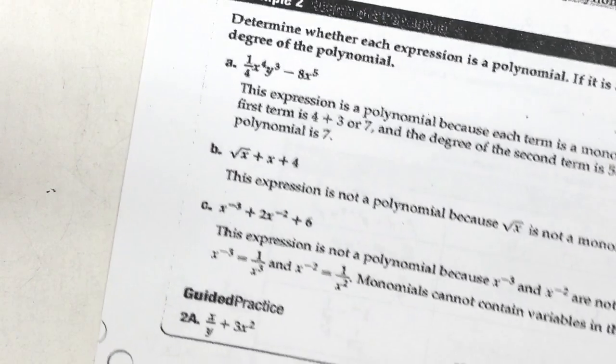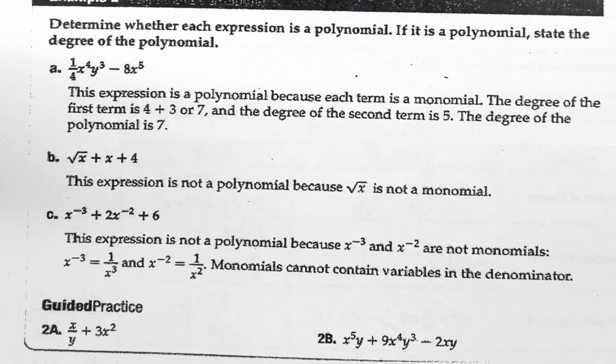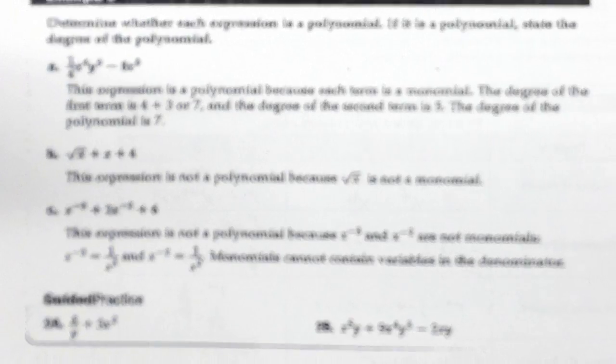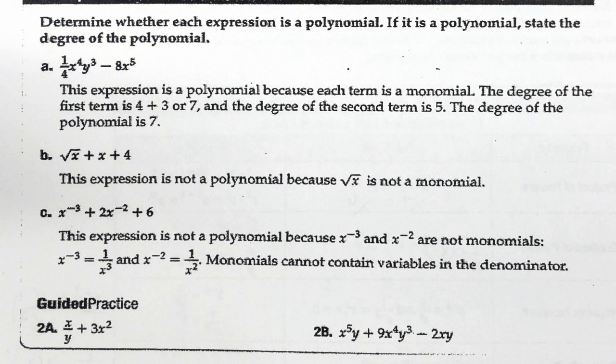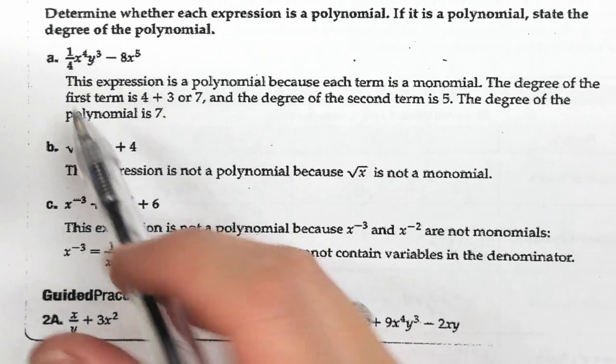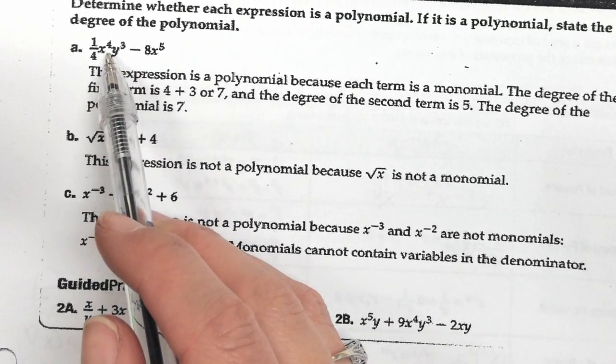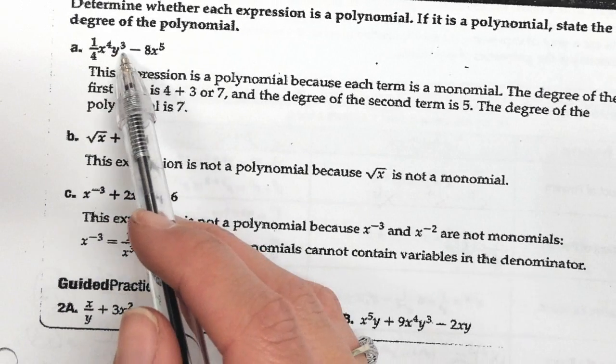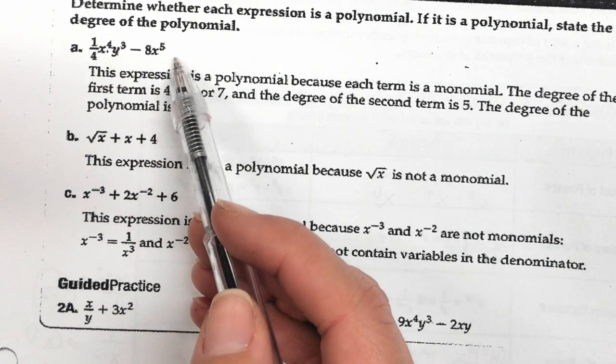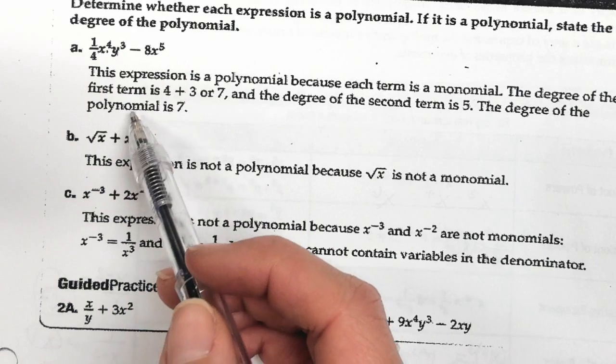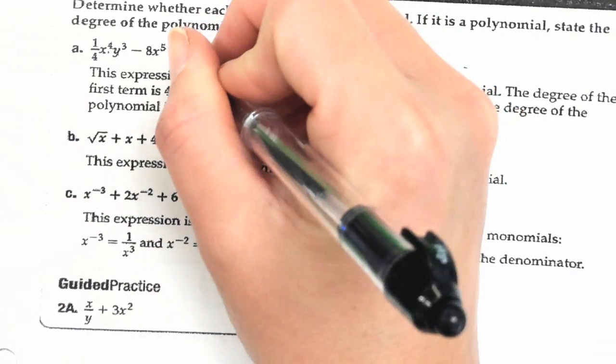Alright, so A, B, and C on the next page are examples of what is a monomial, or excuse me, a polynomial, and what is not. To be a polynomial, you have to have non-negative integer exponents. So for this first one, do any of these terms have negative integer exponents? Are any of them fraction exponents? Good. So this is a polynomial.